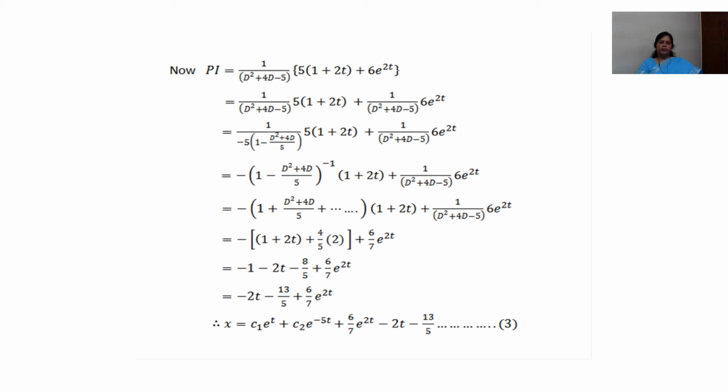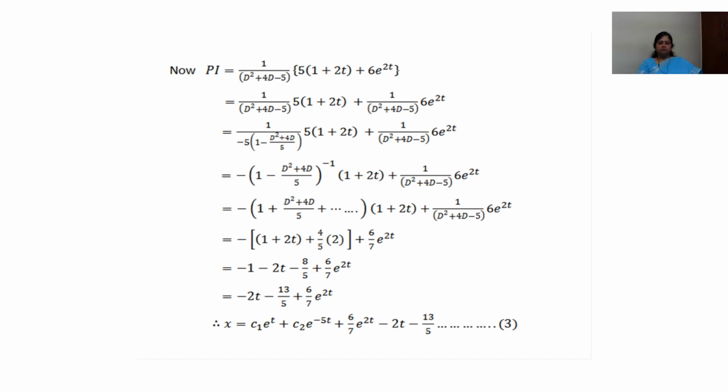So the second term from the beginning I will explain. What is there in the second term? 1 over D square plus 4D minus 5 into 6 into e to the power 2t. This is the first type of particular integral, the e to the power ax form. So here we know what we have to do to simplify this: replace D by a, which is 2. So substitute D value as 2 in the denominator.